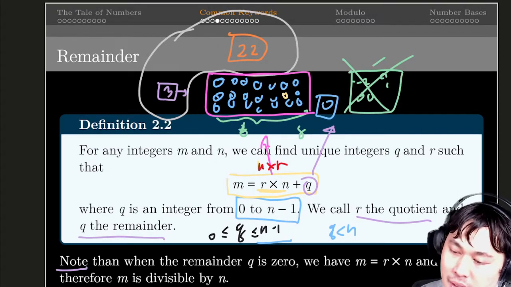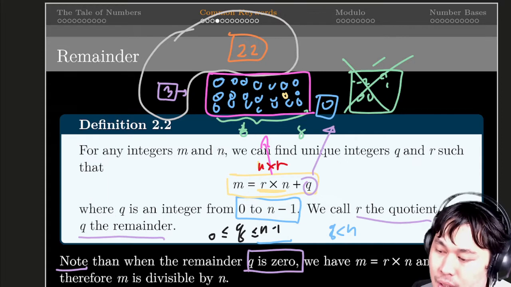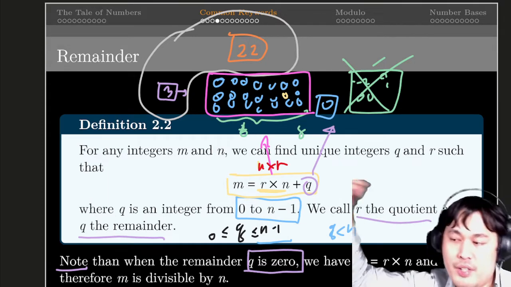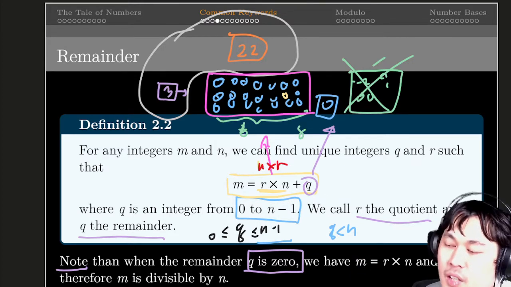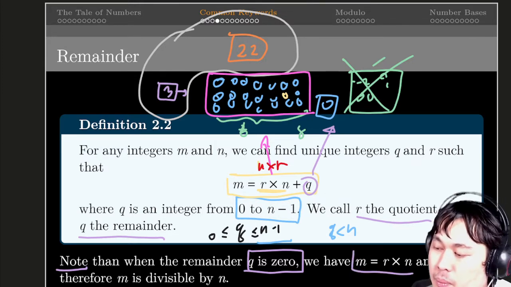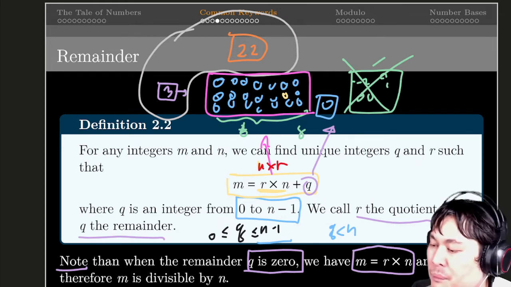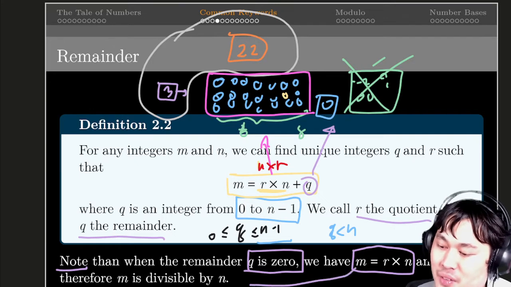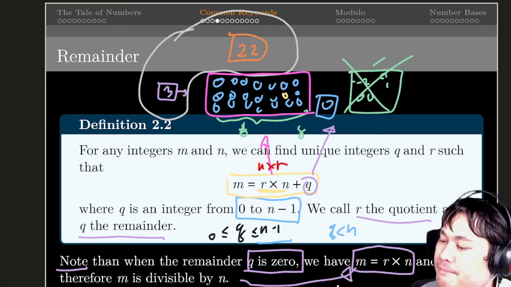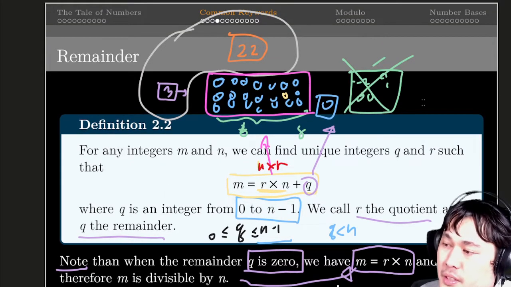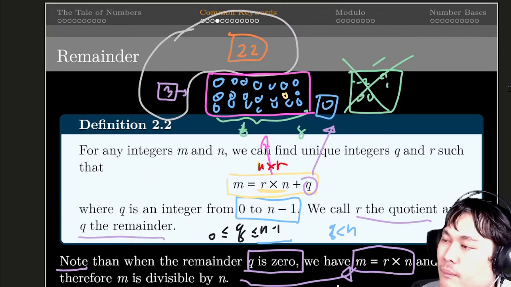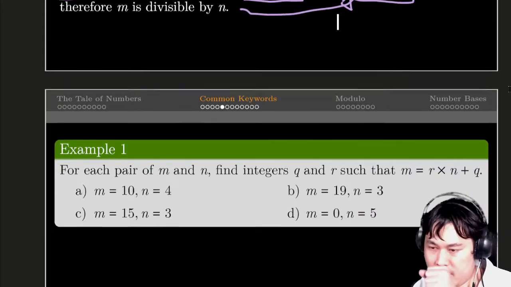And some notes: if r is 0, if there is nothing left over, that means we divide everything into groups of equal size, and that means we have m equals q times n. In this case, if you go back 5 minutes, you will see that this is what we mean by being divisible by a number. So that's the idea behind this. Let's discuss that later.